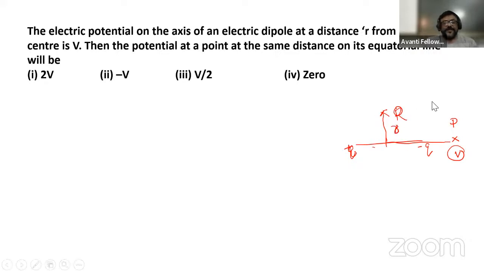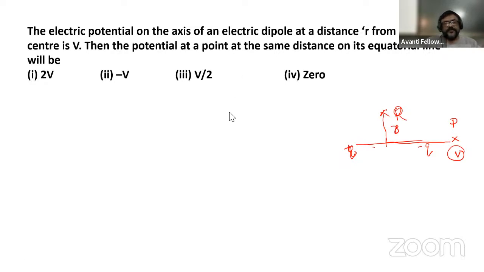Sometimes you may commit a mistake. You will suddenly write V by 2, because we have seen that for the electric field. For a short dipole, if the electric field is E, it will be E by 2 here. But it is not the electric field, it is about the potential. What is the potential at a point on the equatorial line? At all points on the equatorial line, the potential will be 0. We have proved it in the morning session.